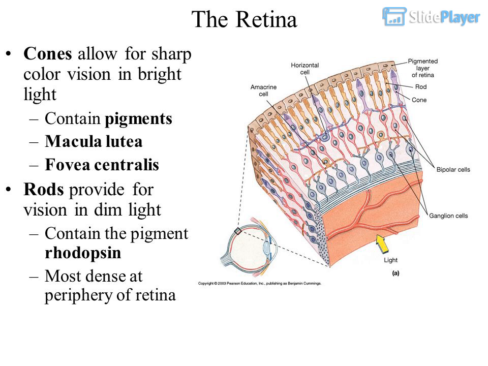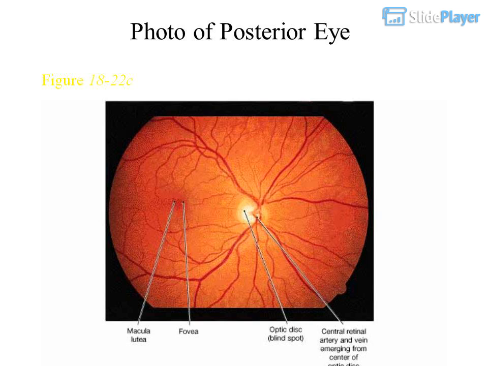Cataract. The retina: cones allow for sharp color vision in bright light. They contain pigments. Macula lutea. Fovea centralis. Rods provide for vision in dim light. They contain the pigment rhodopsin and are found mostly in the periphery of the retina. Photo of posterior eye.